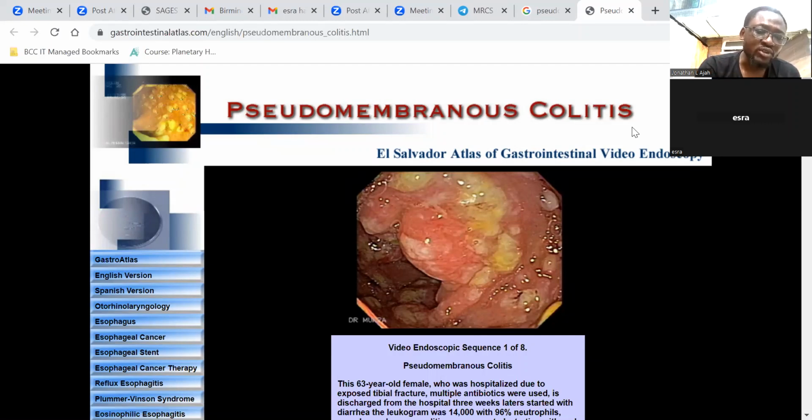Now, what is the composition of this pseudomembrane? So pseudomembrane is basically the volcanic-like eruptions of the colonic mucosa that contains the microorganisms, the Clostridium difficile, along with dead and dying neutrophils, as well as inflamed colonic mucosal cells.